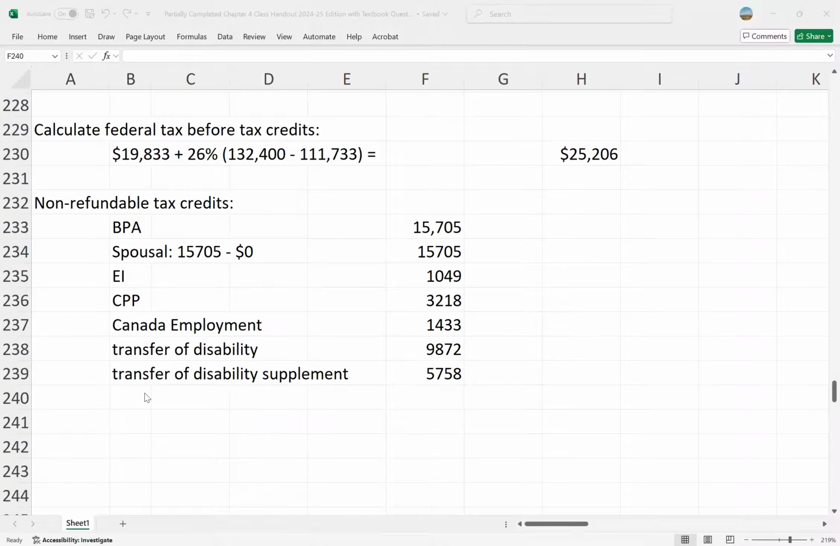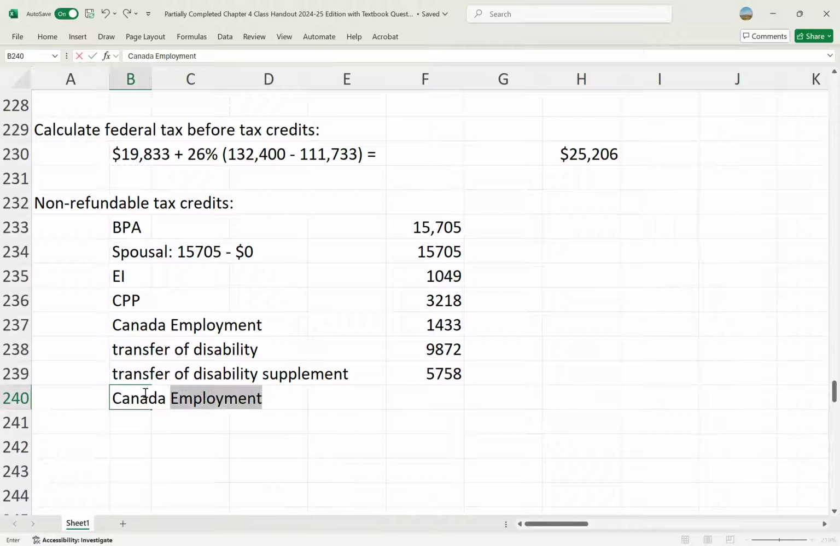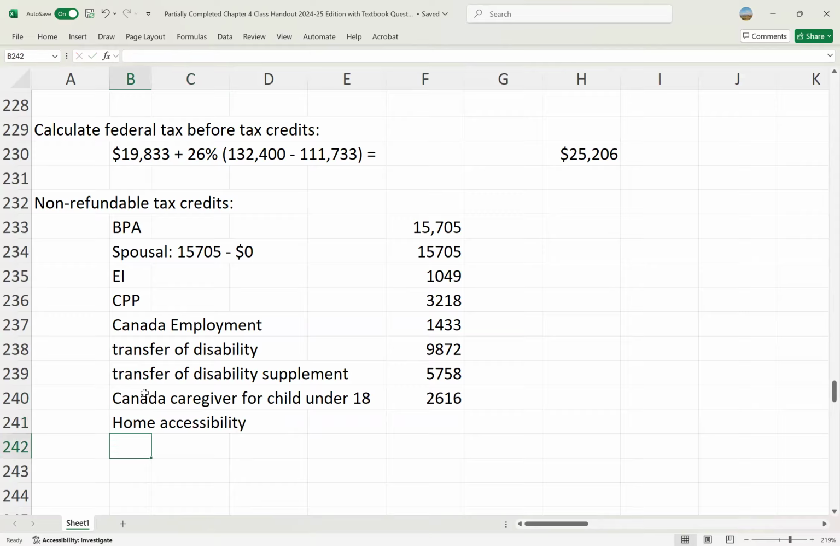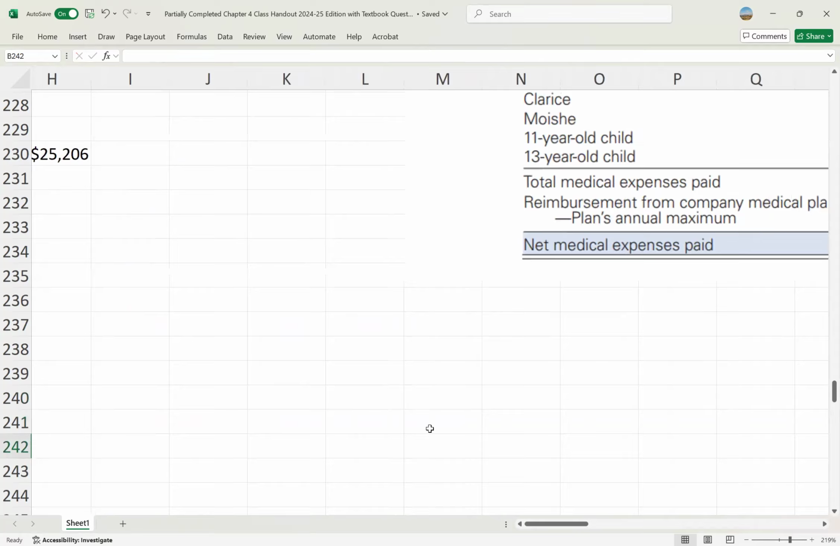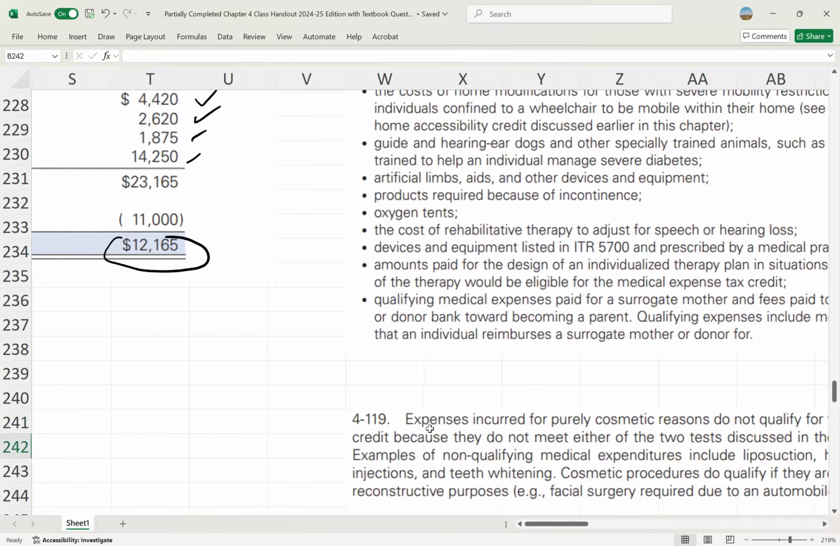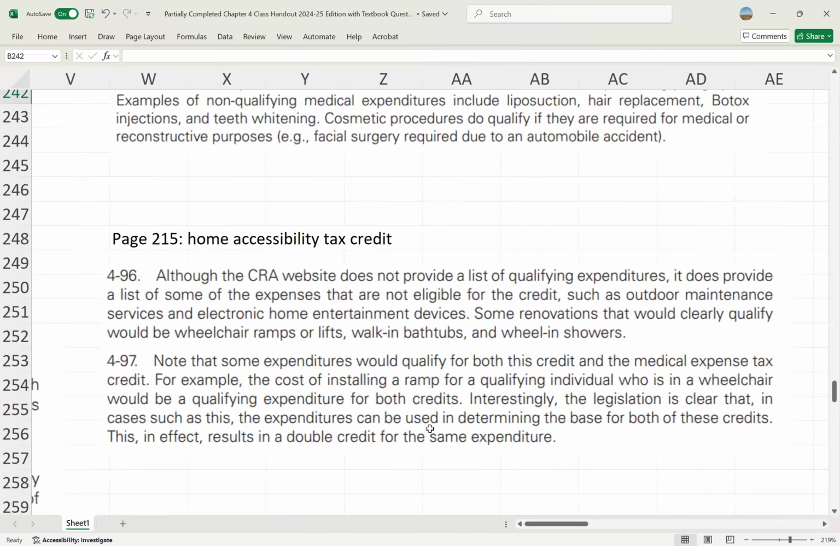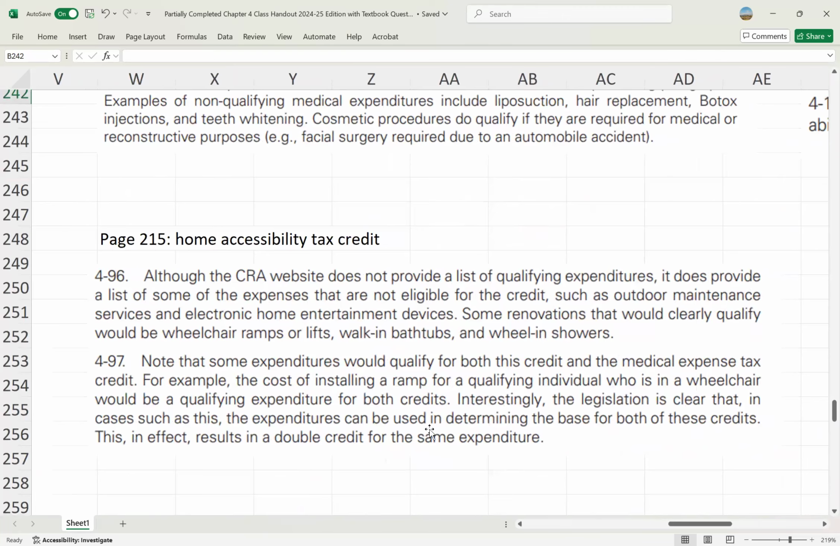So let's put in the Canada Caregiver for child under 18 first. And so once again, that amount was 2,616. And then I'll talk a little bit about the home accessibility tax credit. And I cut out something from the textbook right here, page 215.